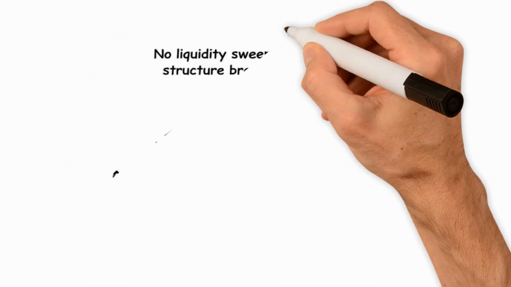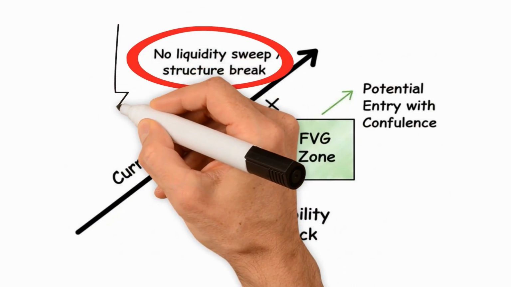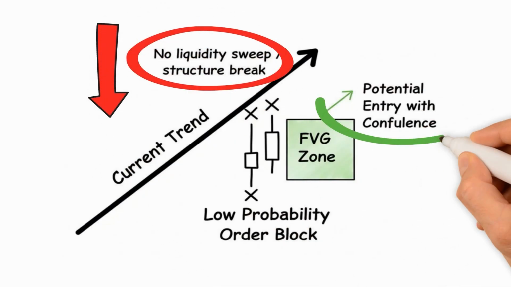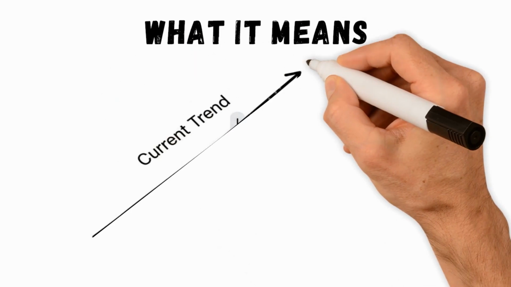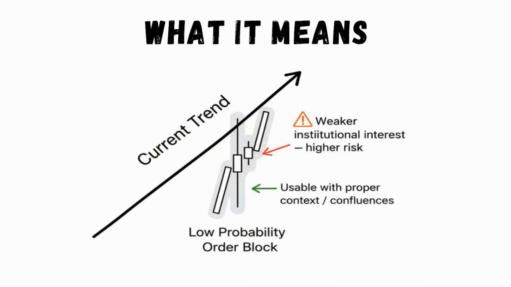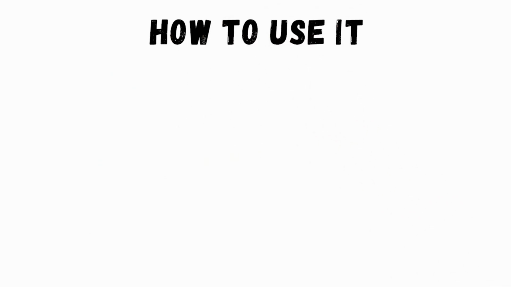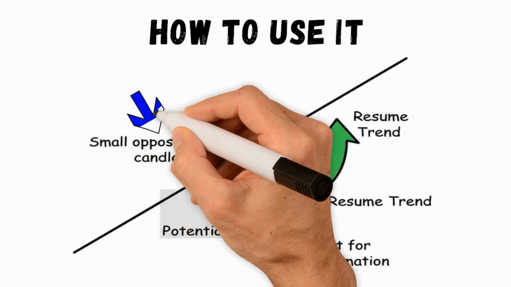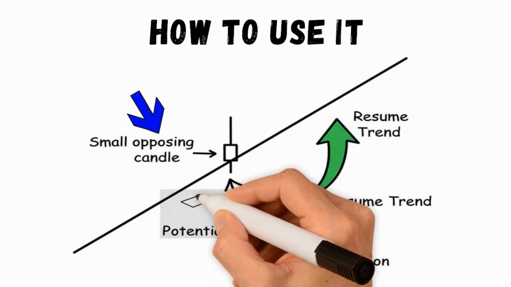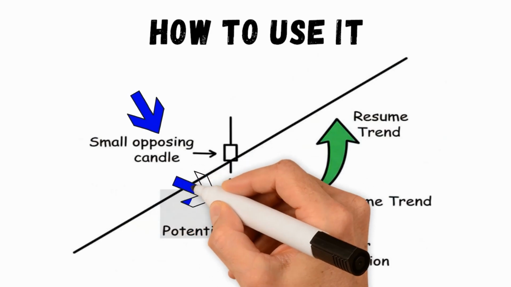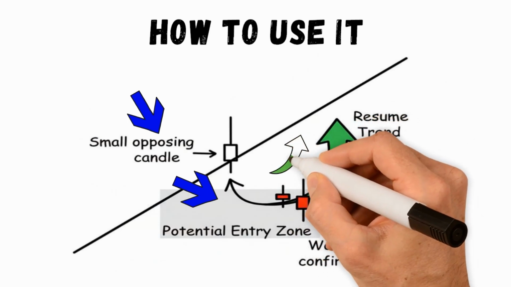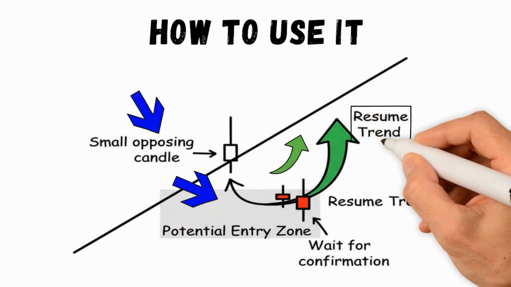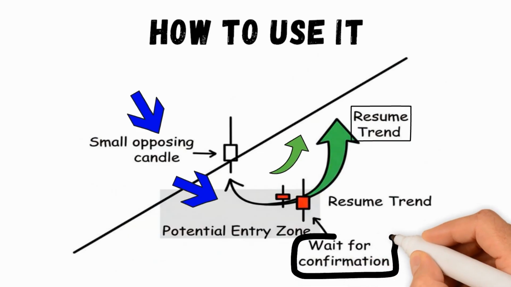It lacks a liquidity sweep or break of structure, making it less reliable. But it can still work when used with other confluences. What it means: weaker institutional interest. Riskier, but usable with context. How to use it: find small opposing candles within a trend, then mark the area between the candle's open and high for shorts or open and low for longs. If price pulls back into it and shows rejection, it might resume the trend. Only act if you have confirmation.